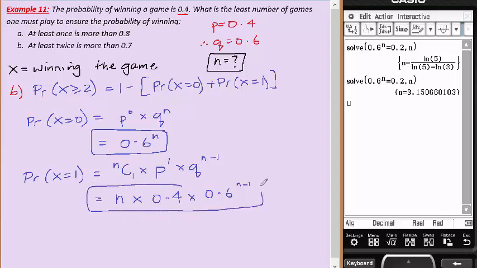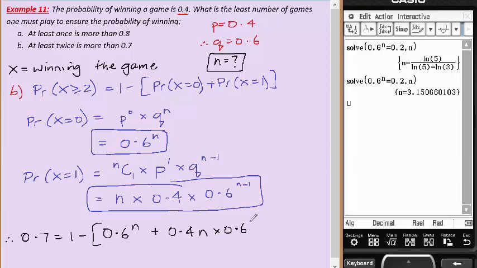So therefore, to make this work, I need to add these together. And remember, I'm looking for a probability of 0.7. So therefore, what I'm going to write is that 0.7 will equal 1 minus, and then I'm going to sum these two together. 0.6 to the power of n plus 0.4n times 0.6 to the n minus 1. And then I'm going to solve this for n. So I'll write that in.